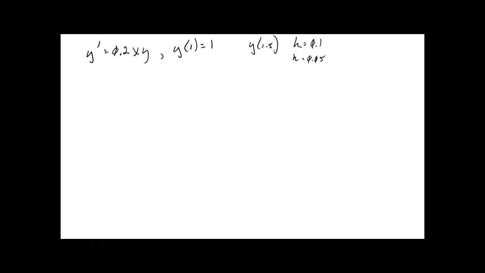Because this one is solvable by separation of variables, right? You do dy/dx is equal to 0.2xy, divide both sides by y, and multiply both sides by dx, or equivalent to that, write it in differential form, and you have log y is equal to 0.1 x squared. Anyway, you have an analytic solution, so you can plug in and see exactly what the answer is. So let's do Euler's method and see how close we get to that answer. Let's go on and do it over here.